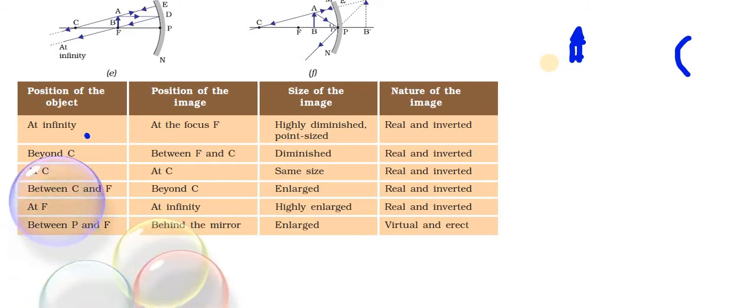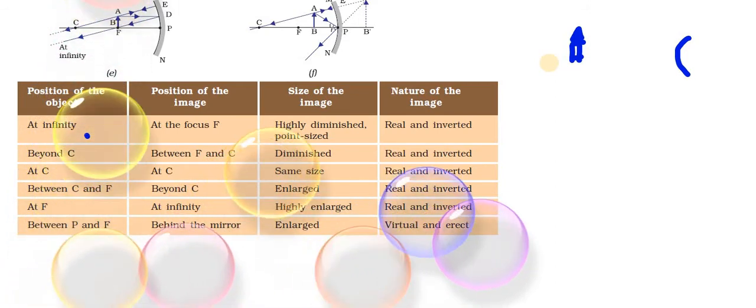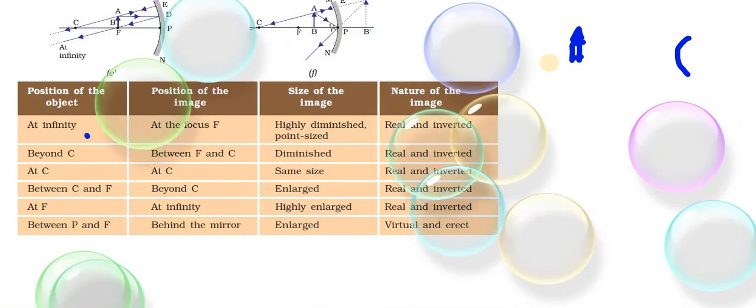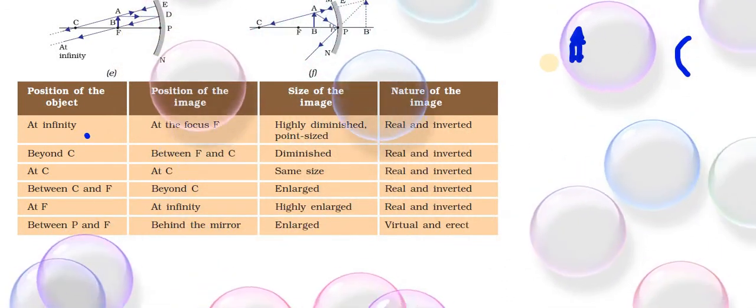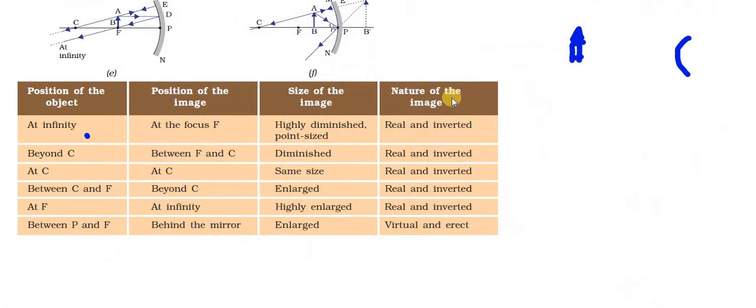If you keep your face very far from the spoon, see how the image is formed. Is it enlarged or is it small? Diminished means it is small, and enlarged means the size is enlarged. So see what happens there. Okay, here I'll show you how to draw the diagrams.